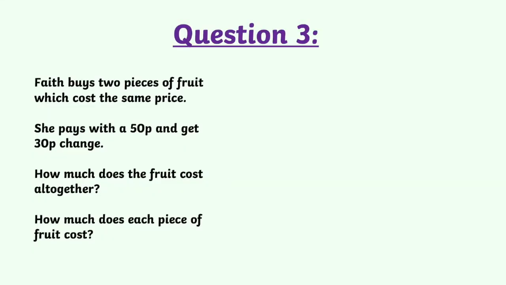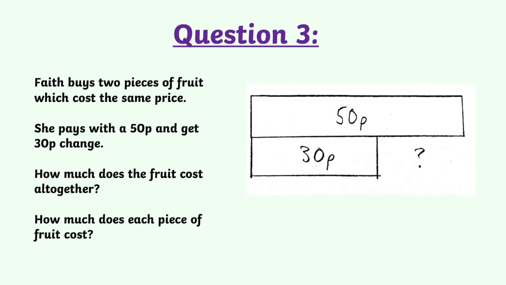Let's have a look then. I actually drew 2 bar models here. This was the first one that I drew. So the first question is what I started with. So Faith paid 50p altogether and she got 30p back because she'd paid more than she needed to. So this bar model shows that 50p is what she paid, 30p is what she got back, so this much here is how much the fruit cost.